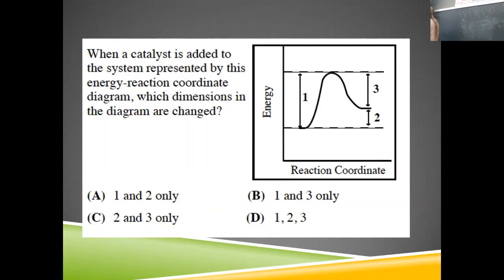The height of the hill. So this, if we add a catalyst, will come down just a little bit. Will the starting or ending point have to change? No. So if this comes down, will that affect 1? Yeah. Will it affect 3? Yeah. Will it affect 2? No. So 1 and 3 only.